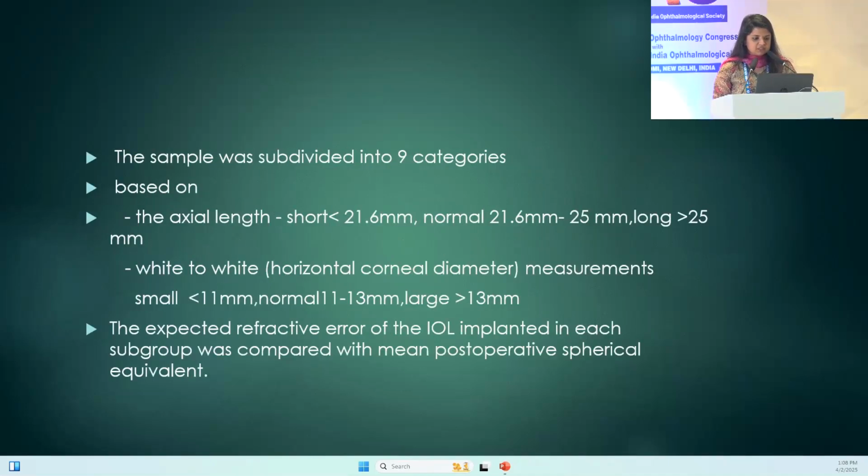The sample was divided into 9 categories based on the axial length into short, normal, and long, that is less than 21.6 mm, 21.6 to 25 mm, and more than 25 mm axial length. And based on the white-to-white, it was divided into small, normal, and large. The expected refractive error of the IOL implanted in each subgroup was compared with the mean postoperative spherical equivalent.